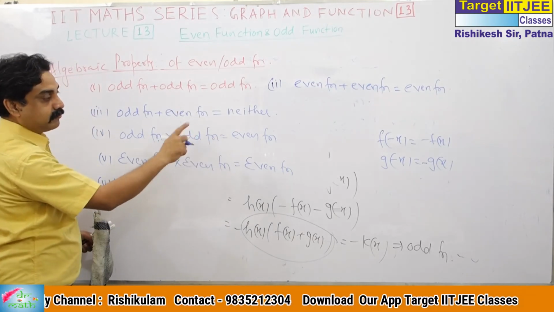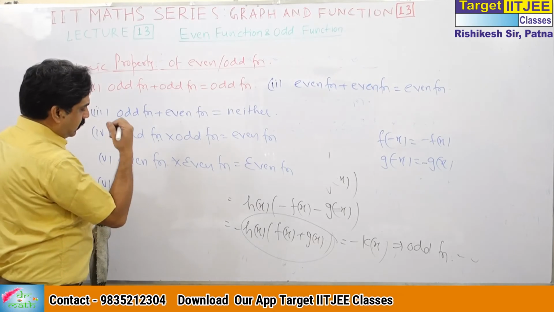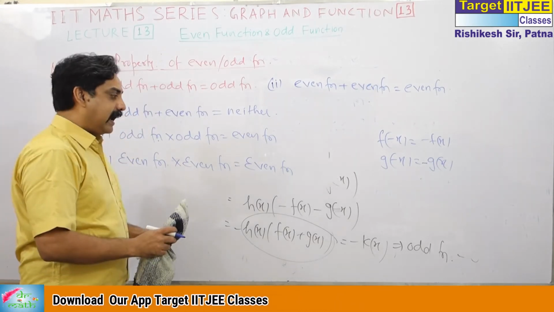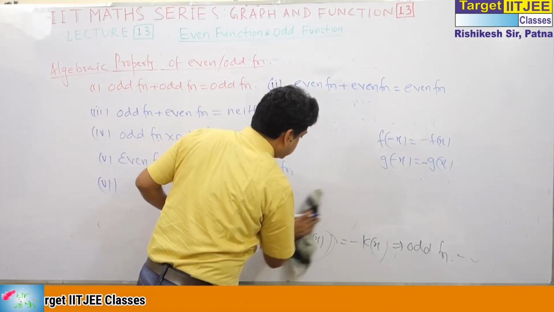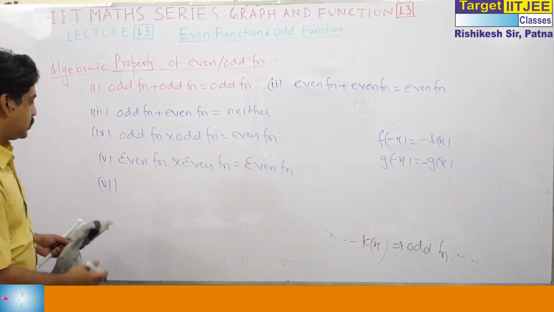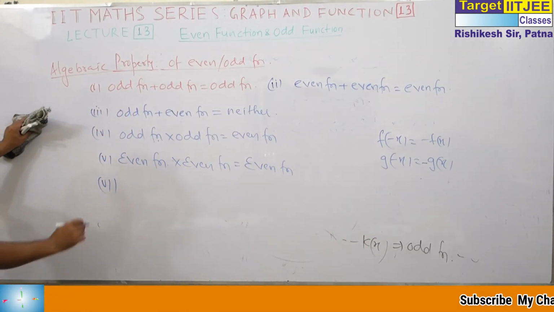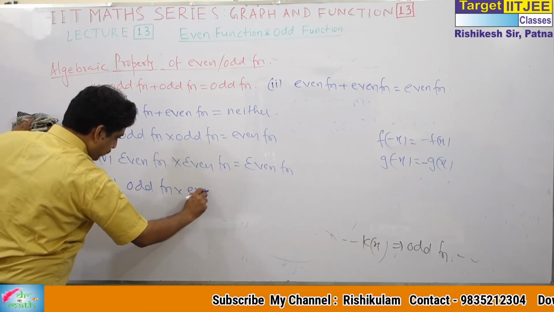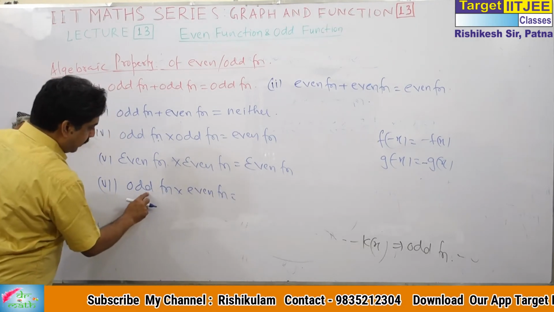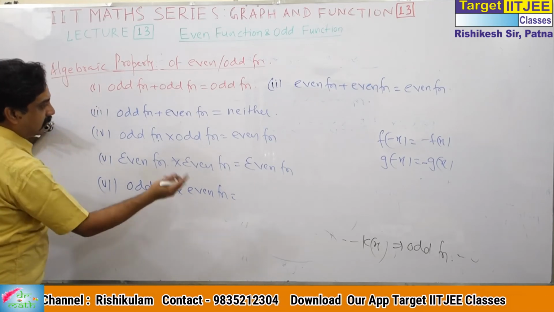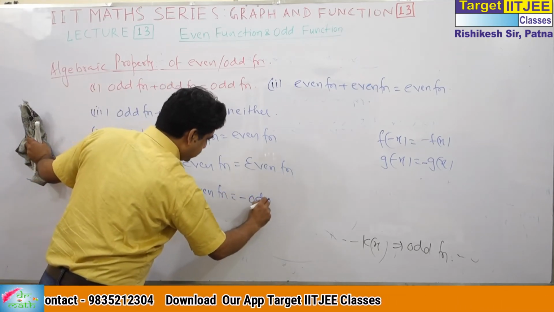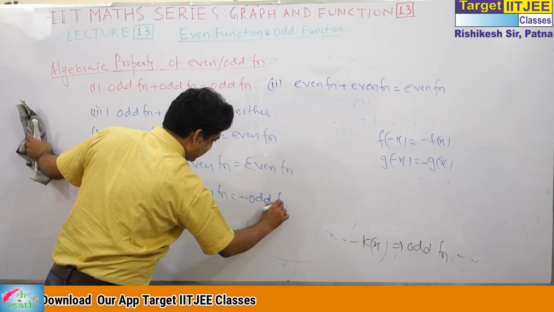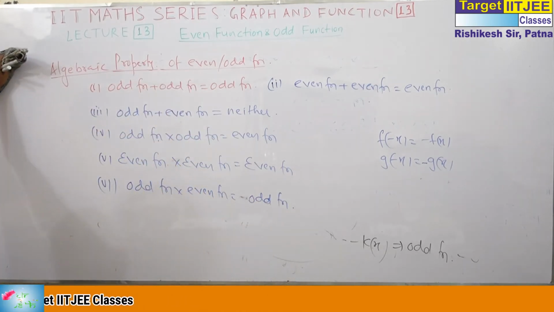Because of minus and plus, if you multiply even functions as many times as you can, you always get an even function. Finally, one is left, odd function into even function. From here we get a minus sign, from here we get a plus sign, overall we get a minus sign. This is your odd function. So is the property. You have to keep this in mind.